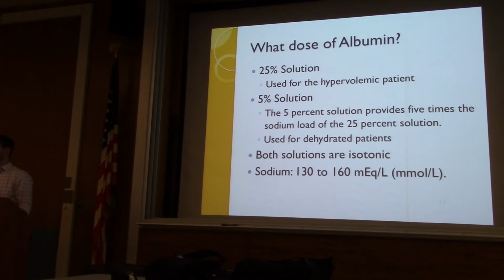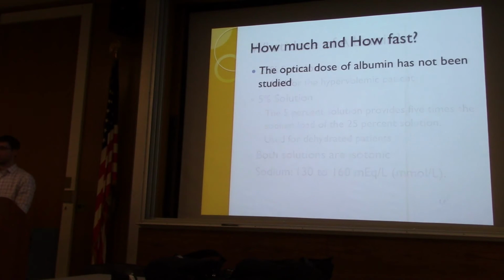You can give the 25% solution or the 5% solution. The 5% solution carries much more sodium, and so it should be used in dehydrated patients, whereas the 25% is used for the hypovolemic patient. But both solutions are essentially isotonic. And how much and how fast?